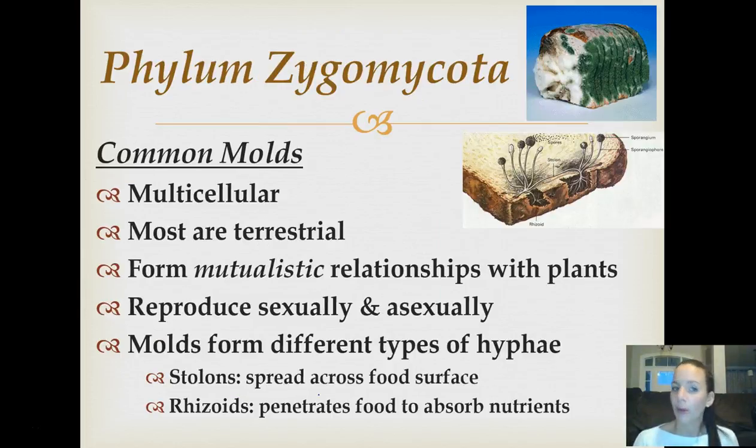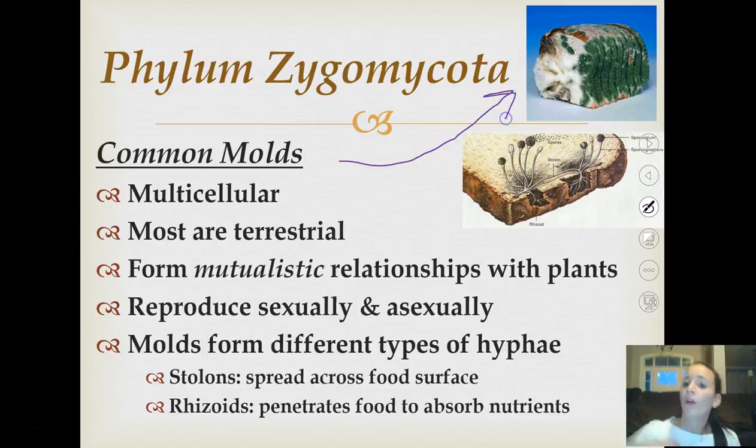Next up is phylum zygomycota. These are the common molds. As you can see in this picture up here of bread, when you see moldy bread, you think of common mold. Most of them are terrestrial, and they can form a mutualistic relationship with plants. They reproduce both sexually and asexually, and the molds form different types of hyphae. So there's things called stolons and rhizoids.